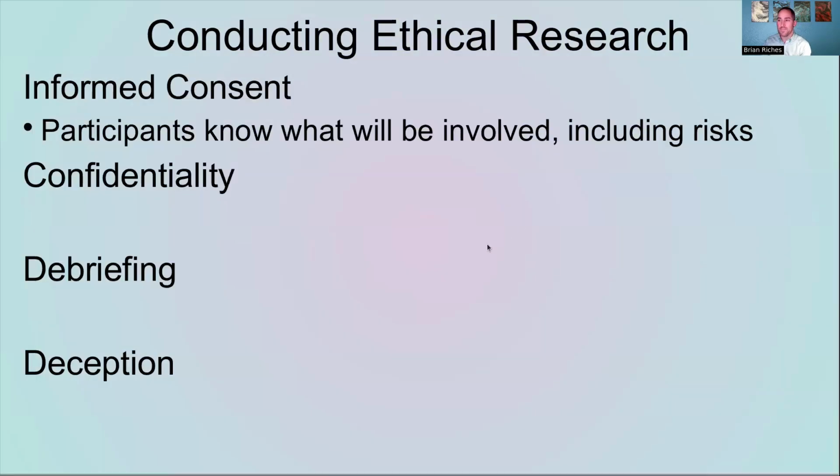So some of the main things that we're concerned with that we want to keep to protect participants is one, informed consent. We want participants to be informed of potential risks. We might not be able to tell them absolutely everything about the study, right?